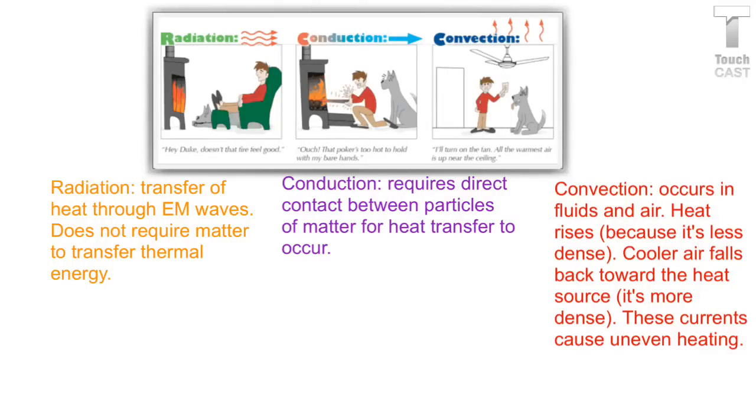Okay, so I definitely encourage you to try and print out some of these pictures if you get the chance to. This comic strip shows great examples of radiation, conduction, and convection. When the guy's like, hey Duke, doesn't the fire feel good? He can feel the transfer of the heat through the electromagnetic waves. Radiation doesn't require matter to transfer thermal energy, which is how we're able to get the radiating heat from the sun. Conduction requires direct contact between particles of matter for heat transfer to occur, which is why his hand is burning when he touches the poker.